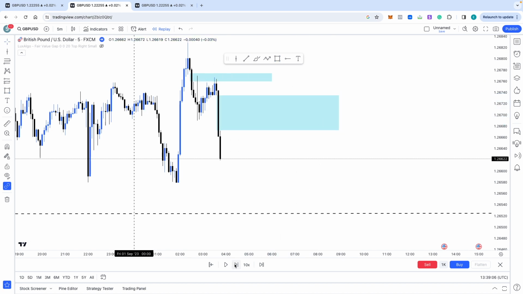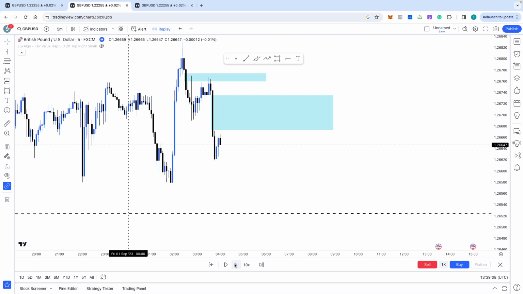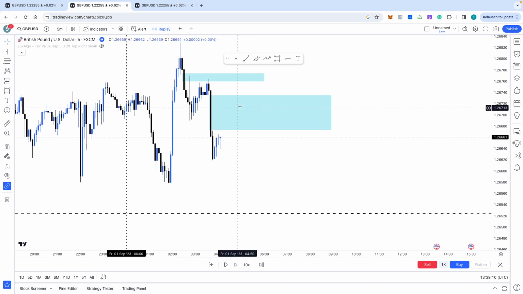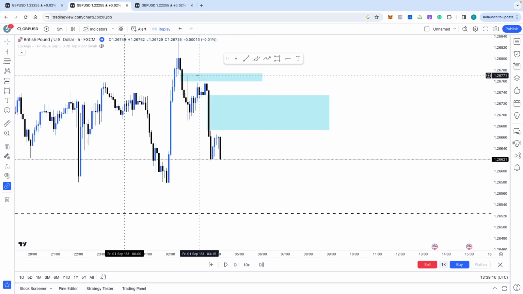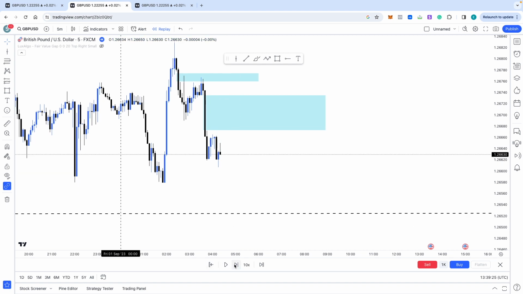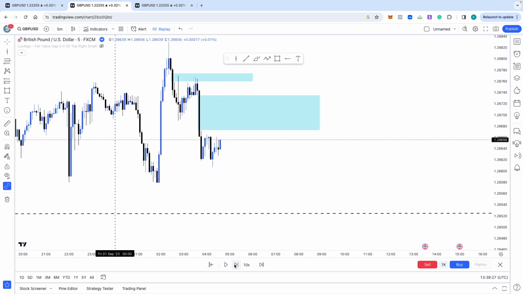So now I'm just looking for an entry. Now I'm just looking for a retracement into this fair value gap, or if it's disrespected, into this fair value gap. We could have taken a trade off of just this fair value gap, but I think it would have been slightly premature. So I'll be waiting for a retracement into this FVG over here. And then I will be taking a short position.